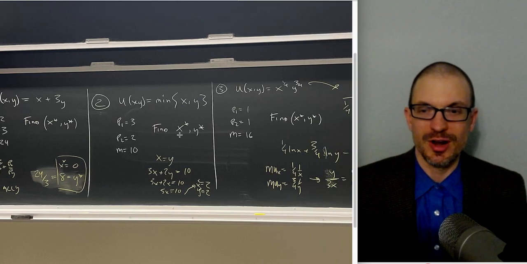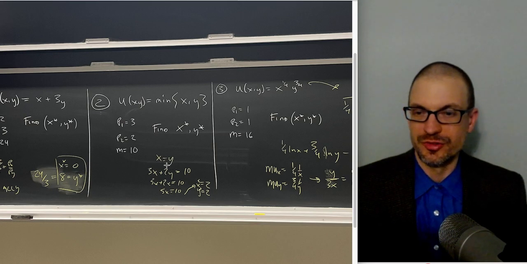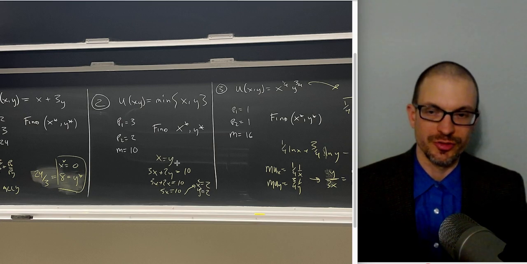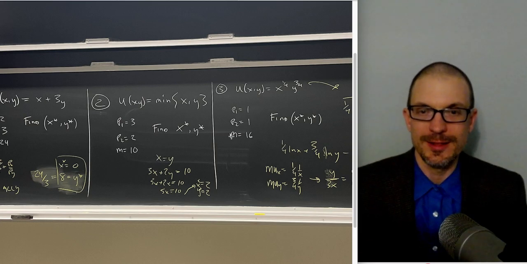All right, so here's our perfect complements now. We had x equals y for our substitution. Let's just replace y with x. Then I'll have 3x plus 2x is 10, or 5x is 10, or x is 2, but then y is also 2, because x is equal to y.